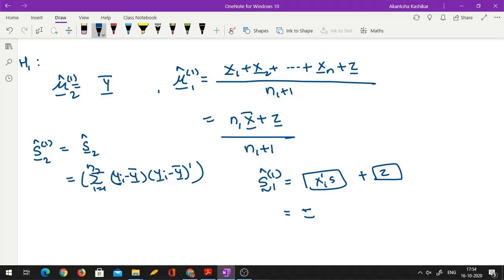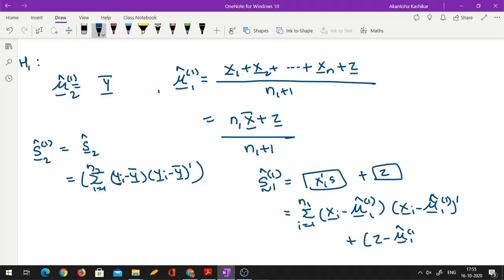The part from the exercise would be: if you remember, the sum over i going from 1 to n1 of xi minus mu1 hat into xi minus mu1 hat prime. Now this is the part coming from the exercise. Suppose we have two populations, and a new observation z comes from one of them, so we would have z minus mu1 hat into z minus mu1 hat prime.